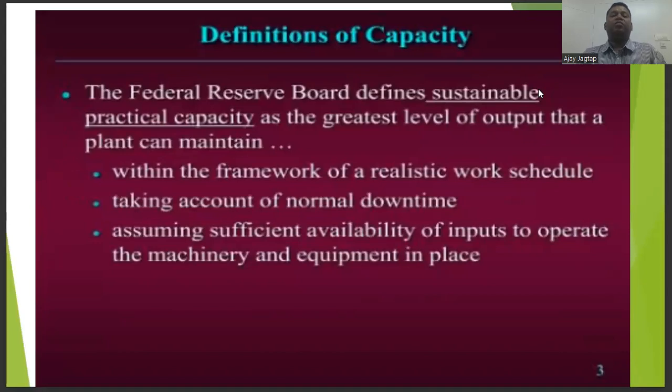The Federal Reserve Board defines sustainable practical capacity as the level of output that a plant can maintain within the framework of its relationships, work schedules, taking into account normal downtime, and assuming sufficient availability of inputs to operate the machinery and equipment of the plant.